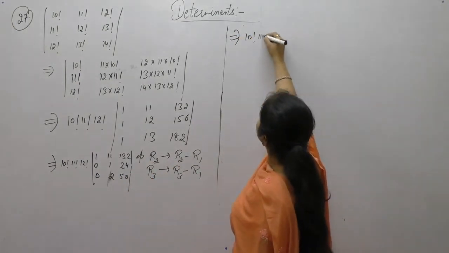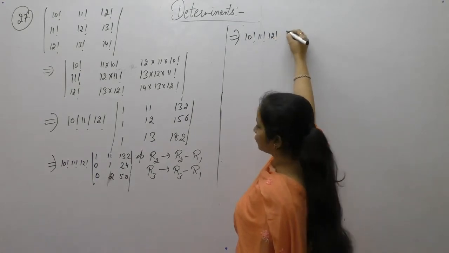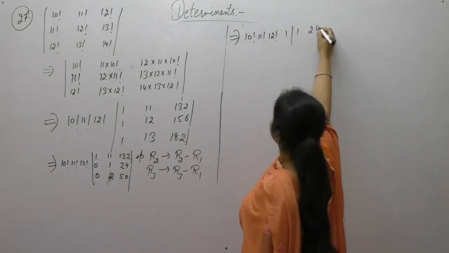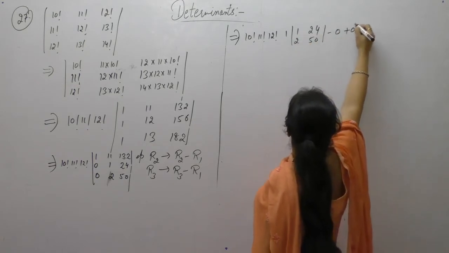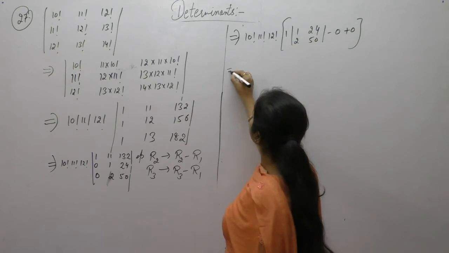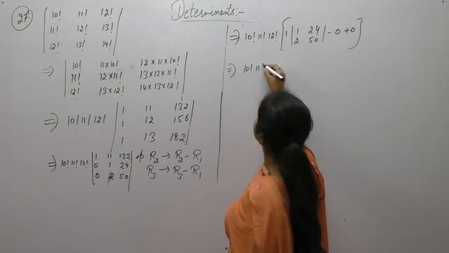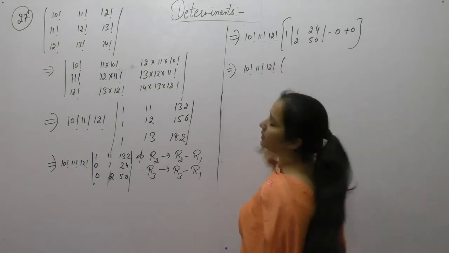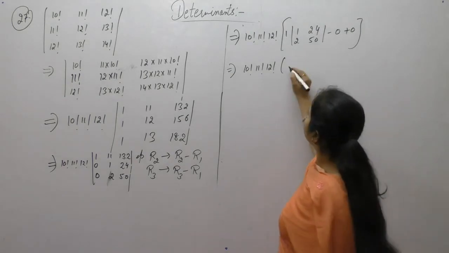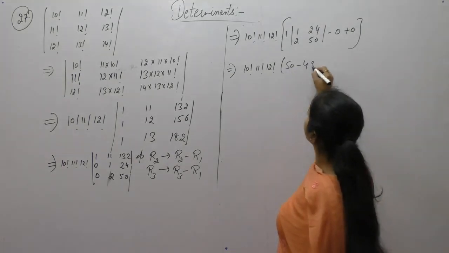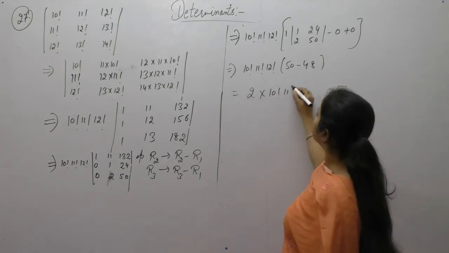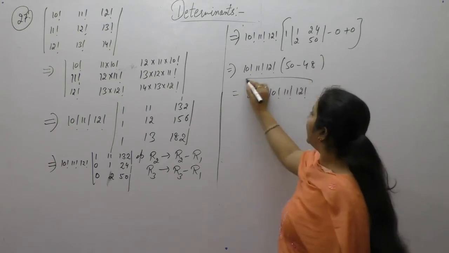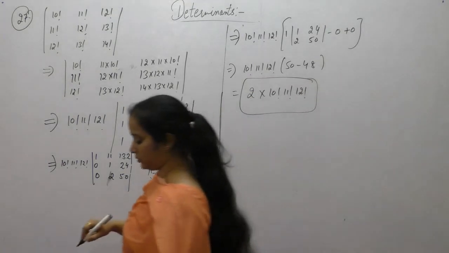Now expand this determinant along the first column. 10 factorial, 11 factorial, 12 factorial, 1 into 1, 24, 2, 50 minus 0 plus 0. So 10 factorial, 11 factorial, 12 factorial into 50 minus 48. So 2 into 10 factorial, 11 factorial and 12 factorial. Note it down.